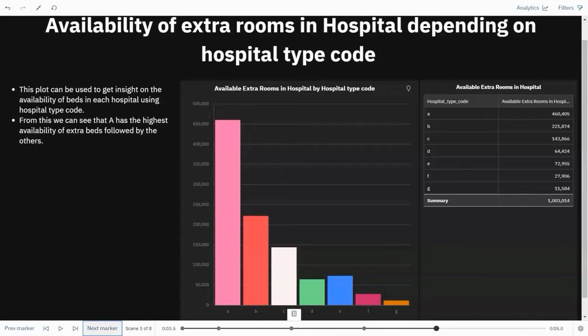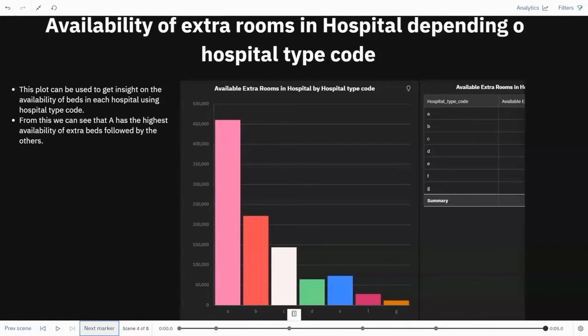This plot can be used to get insight on the availability of beds in each hospital using the hospital type code. From this we can see that A has the highest availability of extra beds, extra rooms, followed by B, C, E, D, F, and G. G has the lowest number of extra rooms when compared to the others using the hospital type code. Moving on to the next visualization.